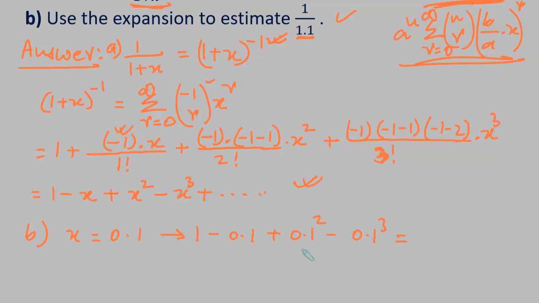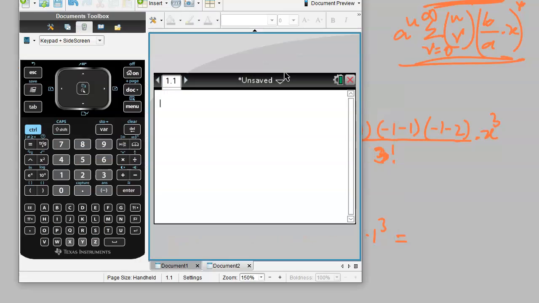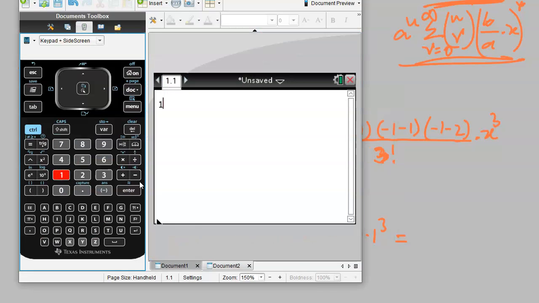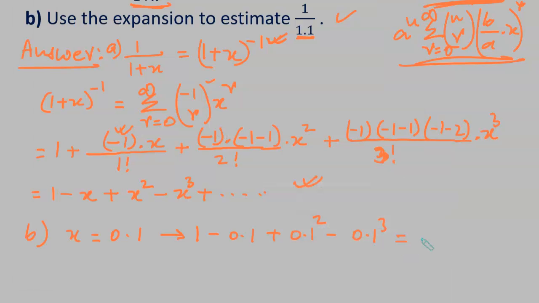we need a calculator, it is 1 minus 0.1 plus 0.1 square minus 0.1 to the power of 3. Okay. So this is equal to 0.909. This is equal to 0.909.